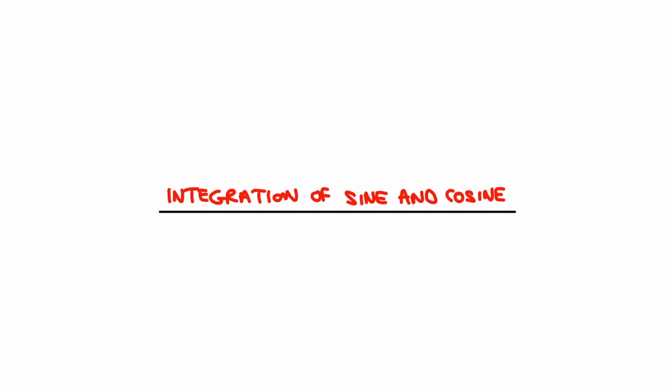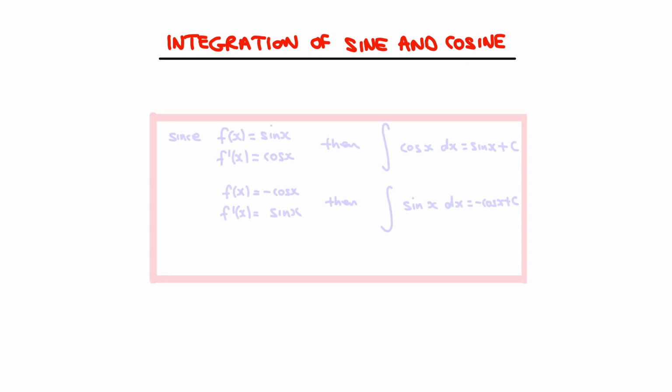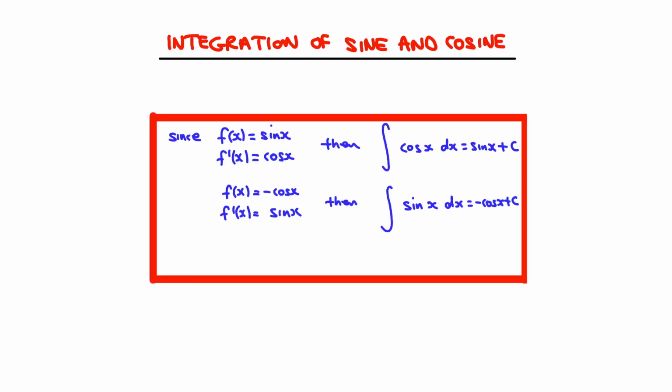Now, the opposite operation to differentiation, anti-differentiation, is integration. And we were looking at the integration of sine and cosine. Since f of x equals sine x, f dash x equals cos x, then integrating cos x takes us back to sine x. Remember, for the indefinite integral, integrating cos x, it's sine x plus c.